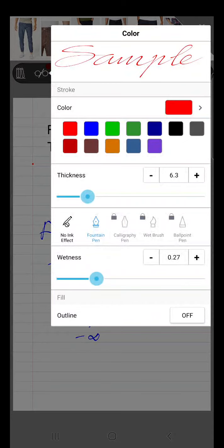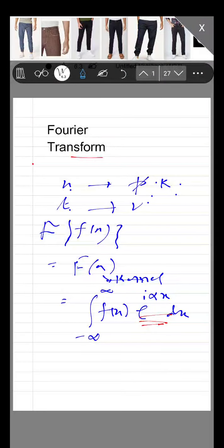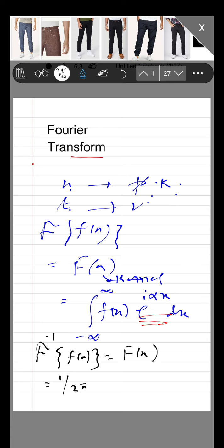So the inverse Fourier transform, that means F inverse of F(alpha), that is equal to f(x), and it is equal to 1 by 2 pi, integral from minus infinity to infinity, F(alpha) e to the power i alpha x d alpha. This is the inverse Fourier transform.